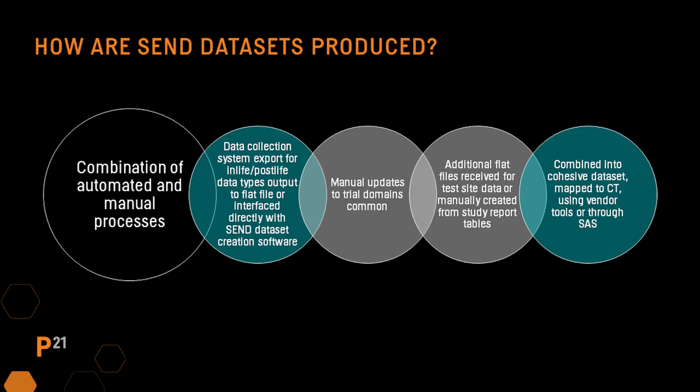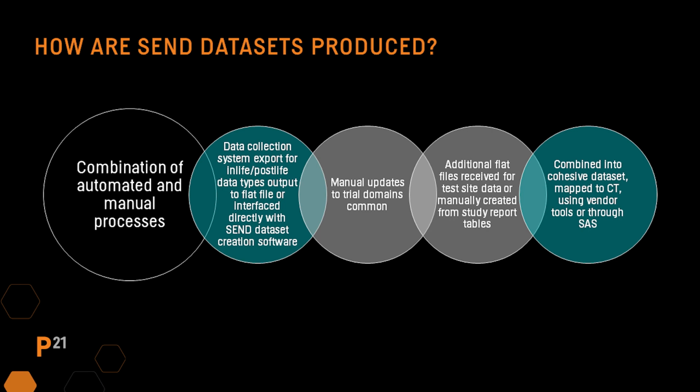In most cases, a combination of manual and automated processes are used to create SEND datasets. Data collected electronically in data collection systems can often be output directly to SEND format or fed directly into secondary systems that can produce SEND format. Most non-clinical data collection systems do not have all the fields necessary to fully output SEND trial domains, so often these domains have to be updated from the data output from the primary data collection system or created manually.